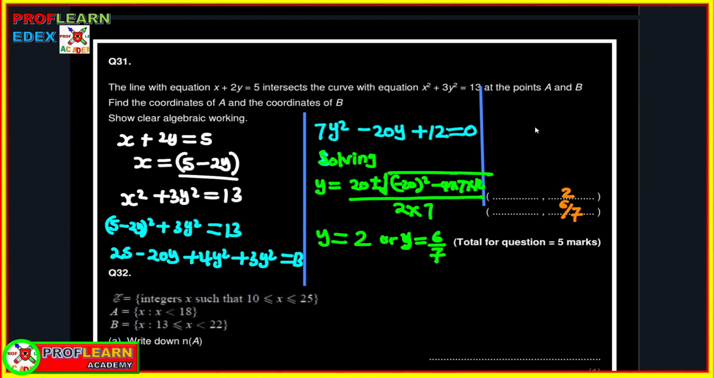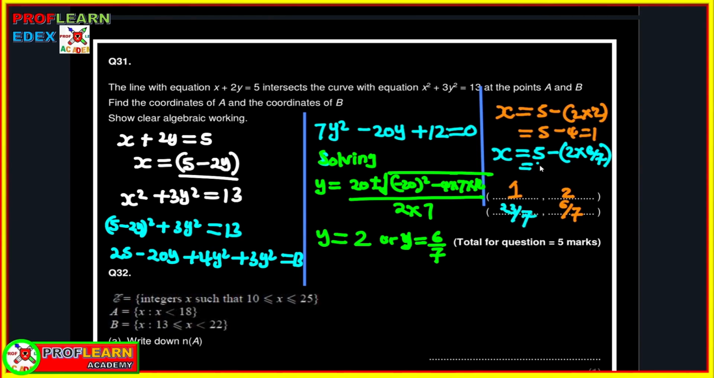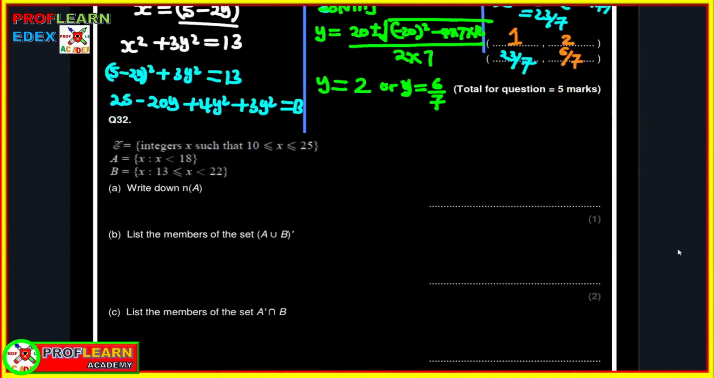Then we go back to x. We can substitute the values we have into that equation, x equals 5 minus 2y, which will mean that we have our x1. We do the same thing with this other value. So we can say our value is 23 over 7 at that point.